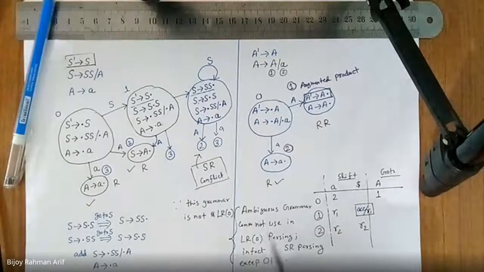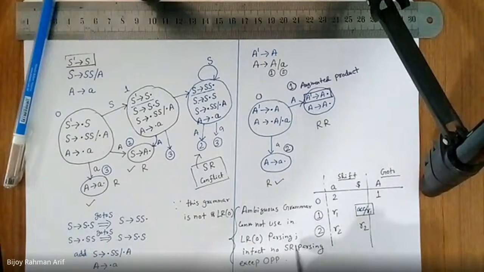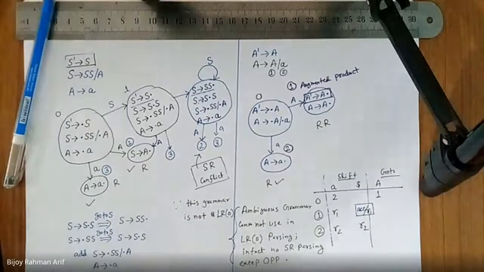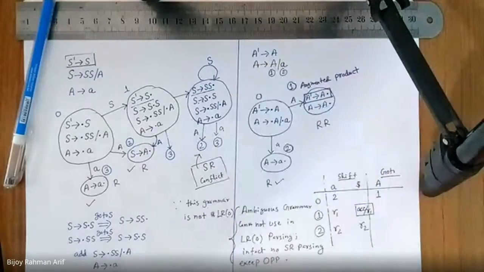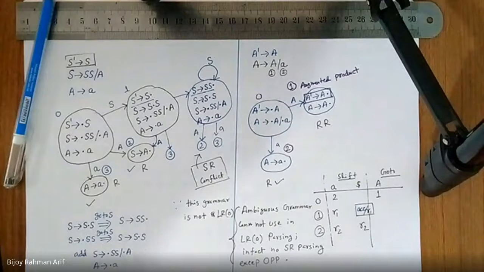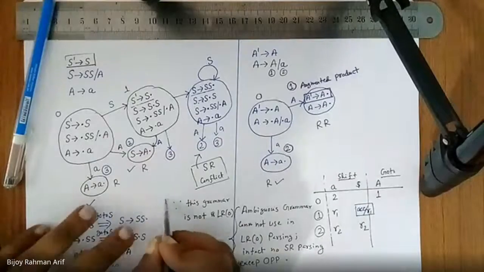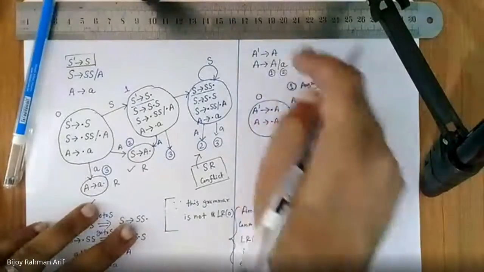We say ambiguous grammar cannot be used in LR0, in fact no SR except OPP. What's wrong? Why can't we use it? If we try to draw this kind of state transition diagram, what happens in the ambiguous grammar? NFA is found, sir? Forget about NFA. If we try to draw, this grammar is ambiguous.